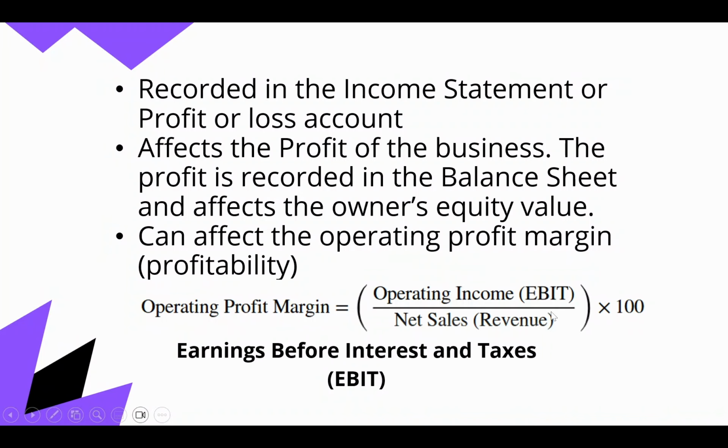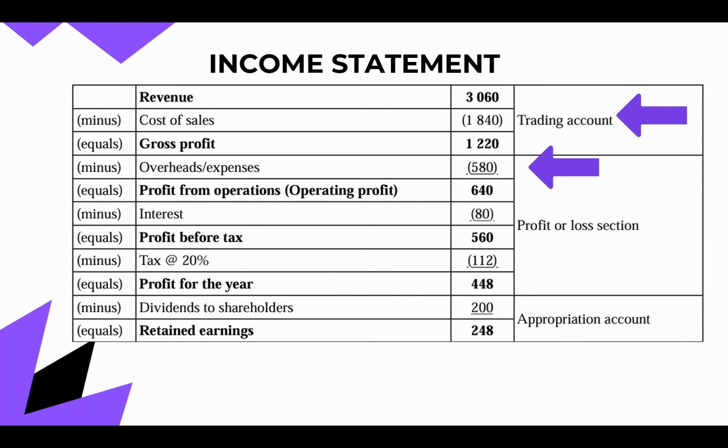If you watch shows like Shark Tank or Dragon's Den, those sharks or those dragons are very much interested in your operating profit margin, because if you have a higher operating profit margin, a higher percentage, it normally is a good sign.